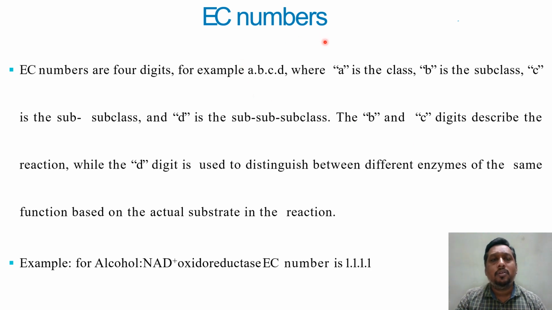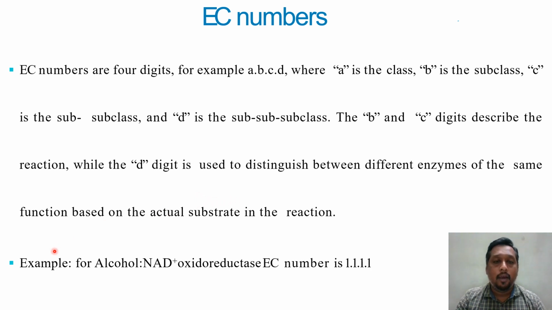These EC numbers are four digits. Say, for example, A.B.C.D, where A is the class, B is the subclass, C is the sub-subclass, and D is the sub-sub-subclass. The B and C digits describe the reaction, while the D digit is used to distinguish between different enzymes of the same function based on the actual substrate in the reaction.